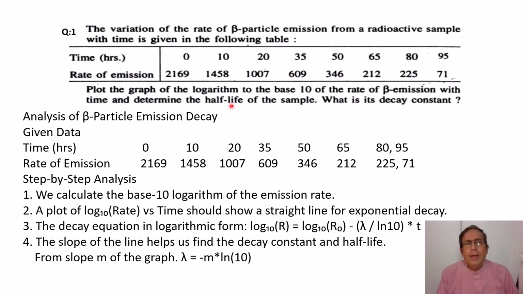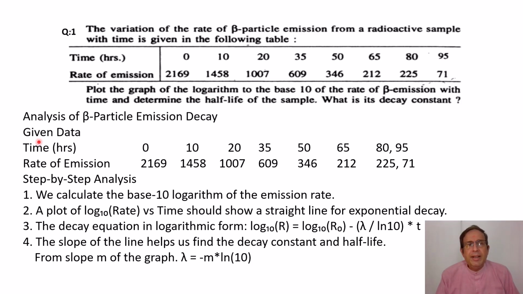So what we have to do, we have to plot a graph of the logarithm to the base 10 of the rate of beta emission with time and determine the half-life of the sample from the graph. And what is the decay constant? So we have to calculate the half-life and the decay constant from this graph between the log to the base 10 of the rate of beta emission with time. And as you know, the log of activity with respect to time is a straight line with a negative slope, as we had done in the previous subunit. So we will see it here how it happens.